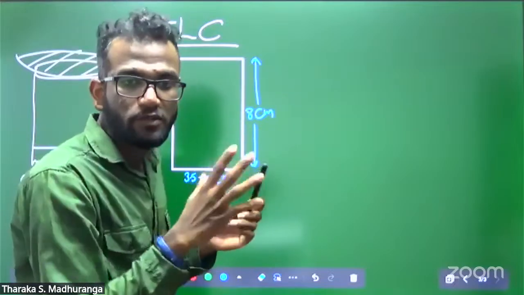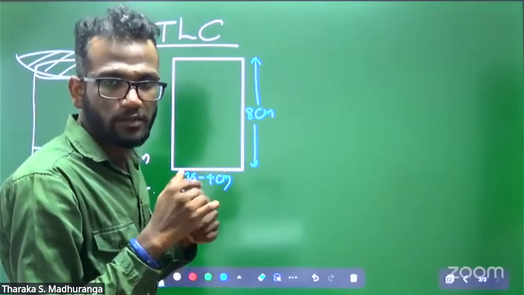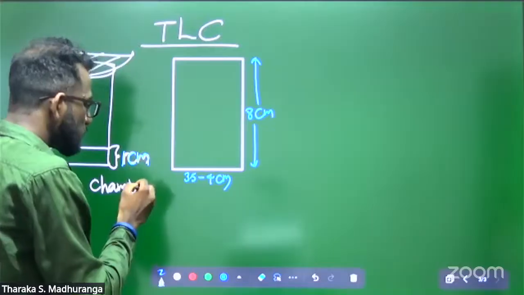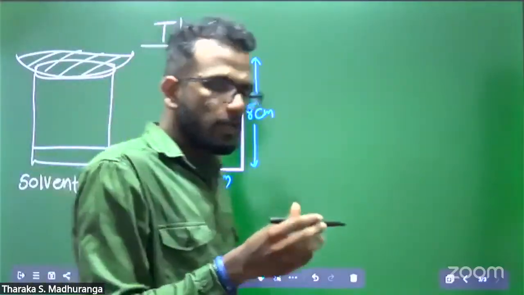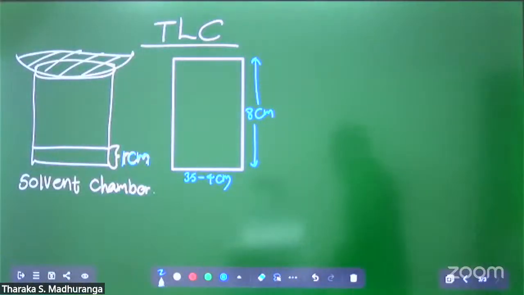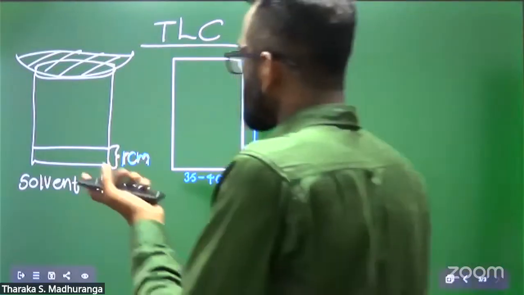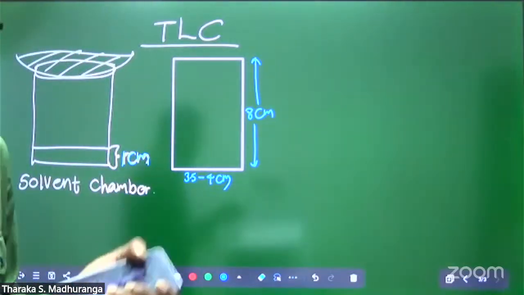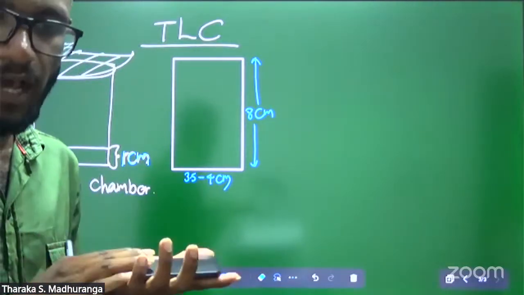Only this can be changed in these methods. All other values are fixed values. You can't change them. It must be 1 centimeter. Okay, then I have a glass plate. Think this is a glass plate.